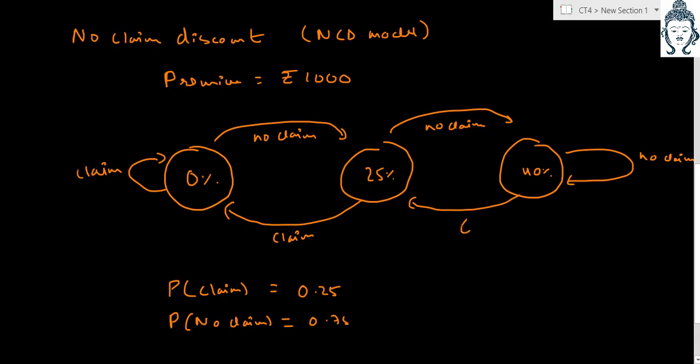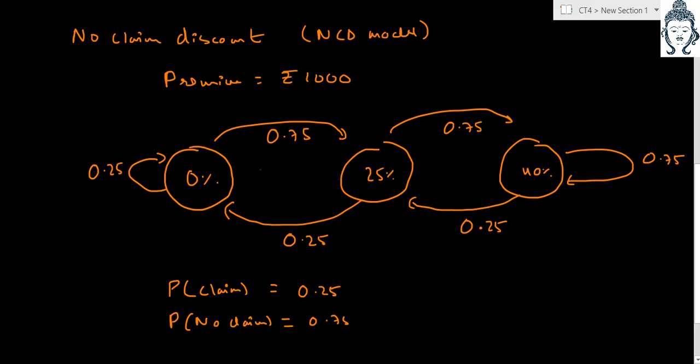So I had a claim here. So this is replaced with the probability of a claim, that is 0.25. And this is replaced with the probability of a claim, that is 0.25, and this is also 0.25. Okay, similarly here, let's replace this with the probability of not making a claim, that is 0.75, and this is again 0.75, and this becomes 0.75.